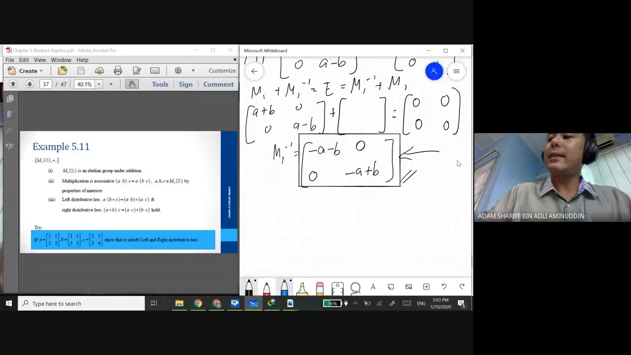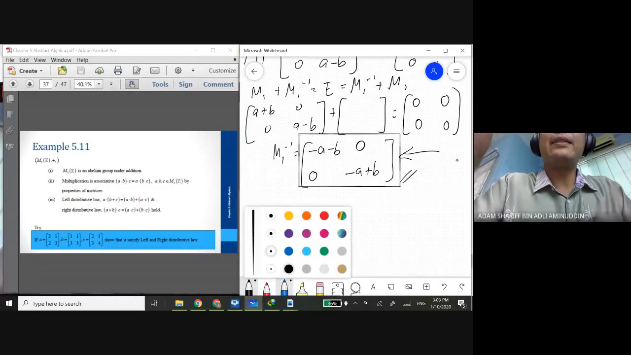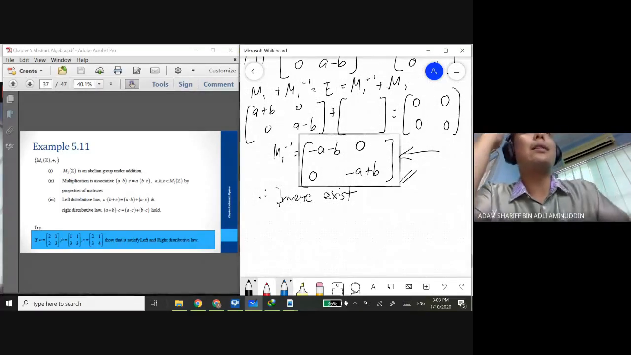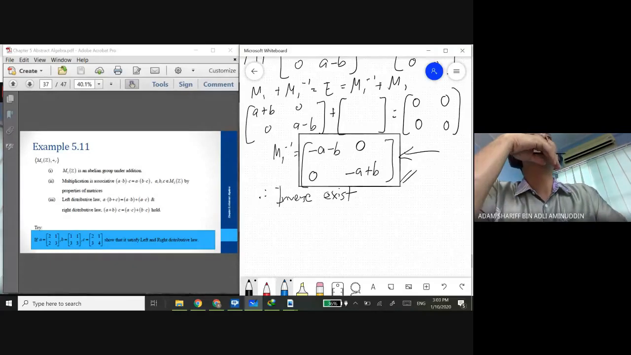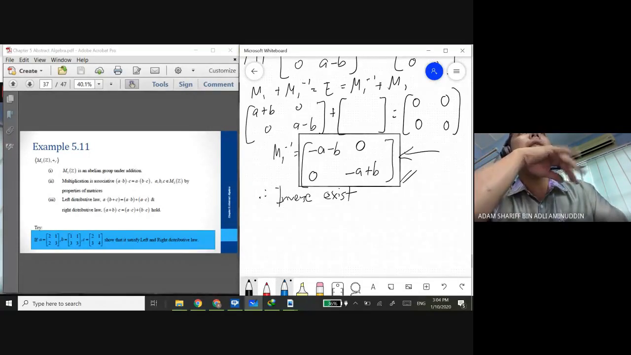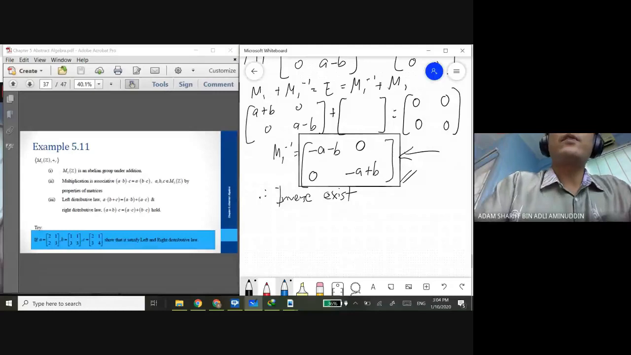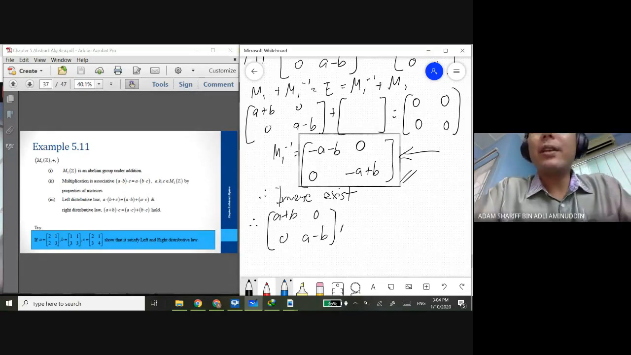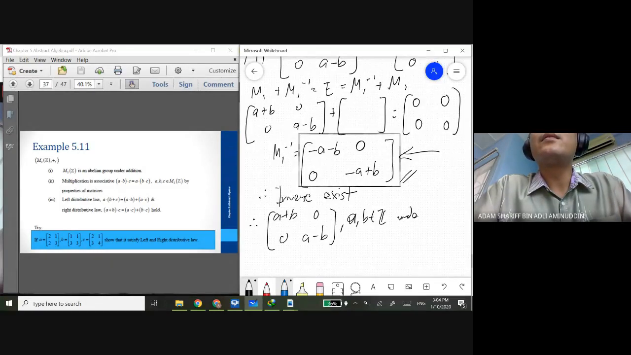So the inverse exists. So as I already showed that it is closed, and this is associative, it has identity 0, 0, 0, 0, and this is the inverse. Therefore, from 1 until 4, this A plus B, 0, 0, A minus B, under addition, is a group.